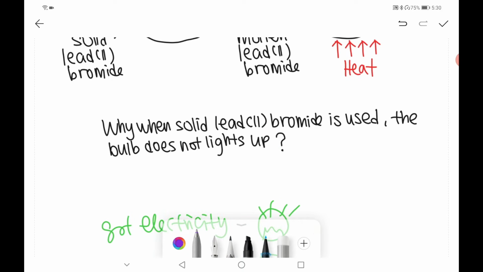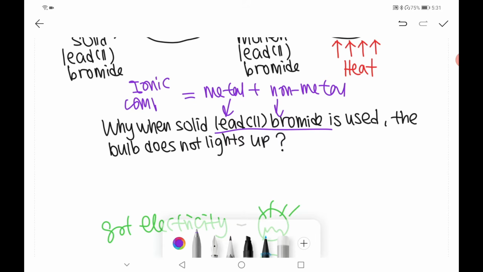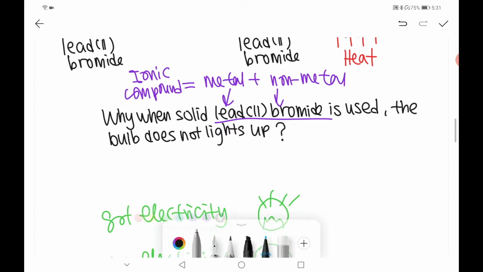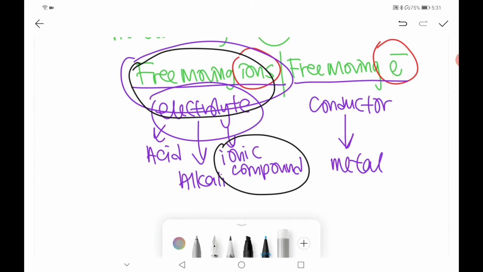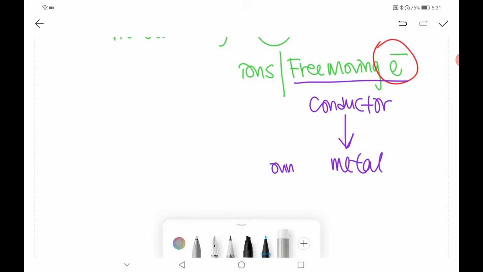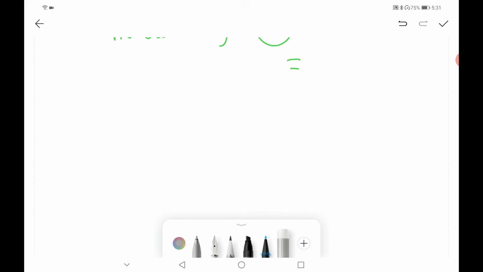So now we have lead(II) bromide. What is it? Lead is a metal, bromide is a non-metal. When a metal combines with a non-metal, this is an ionic compound. So when you come to an ionic compound and want to explain electric conductivity, you must use the free moving ions concept to explain.